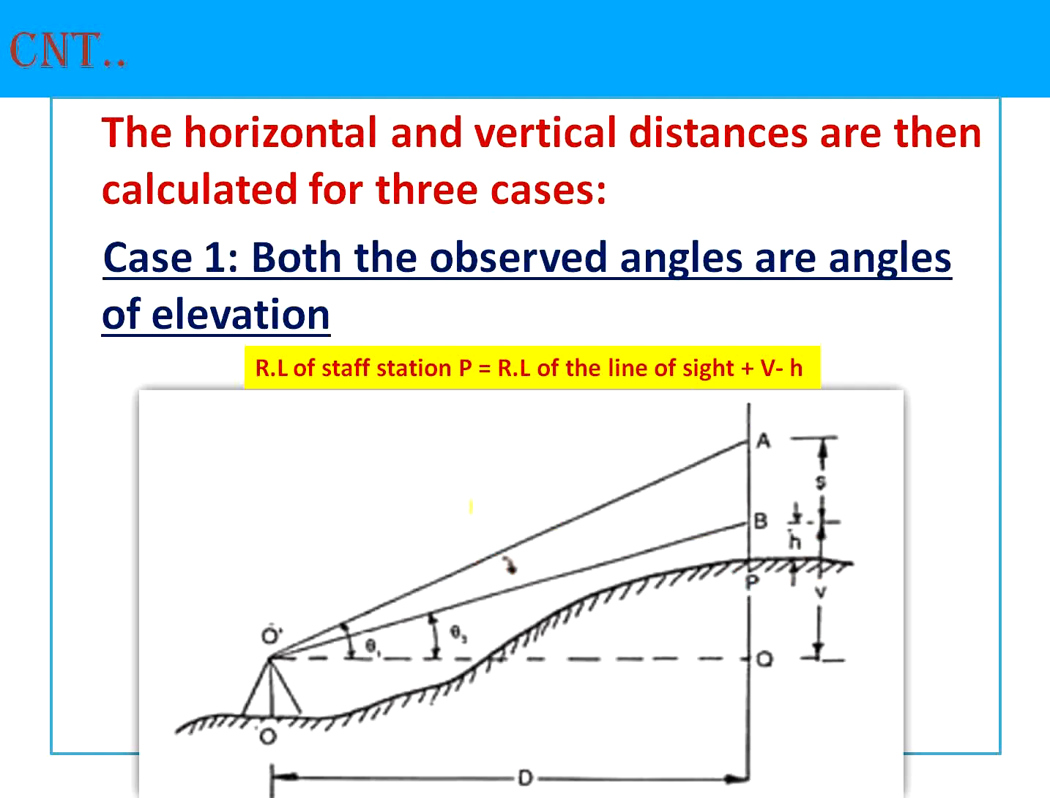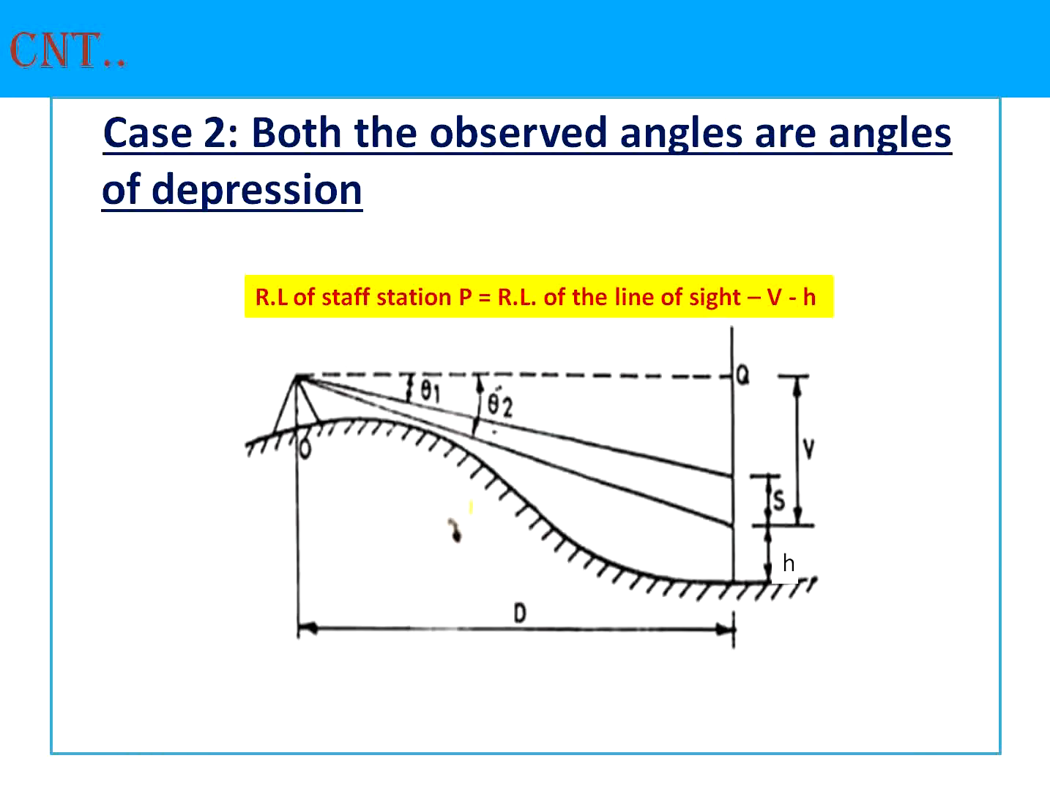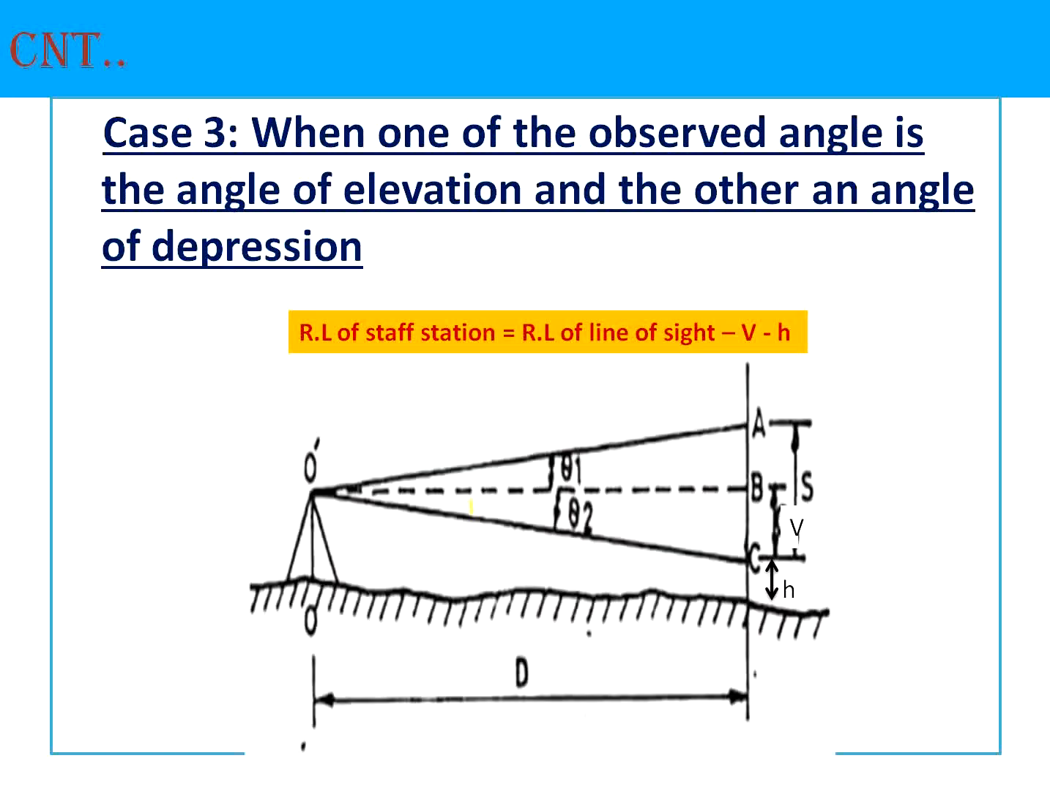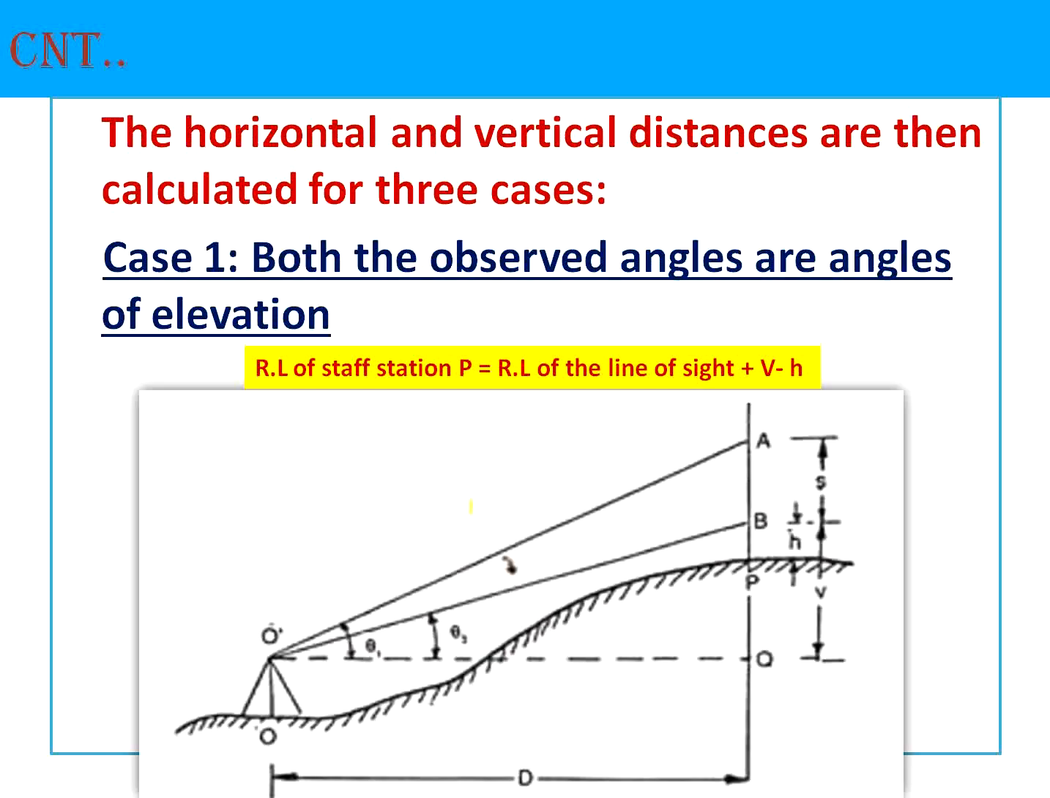So there can be three different cases coming under this particular type of tachometry. Case 1 is both the observed angles are angles of elevation. Case 2 is both the observed angles are angles of depression, and case 3 is one observed angle is above the line of sight and the other is a depression. So these are the three cases. For all these cases, we can derive the equation for the RL of the staff station.